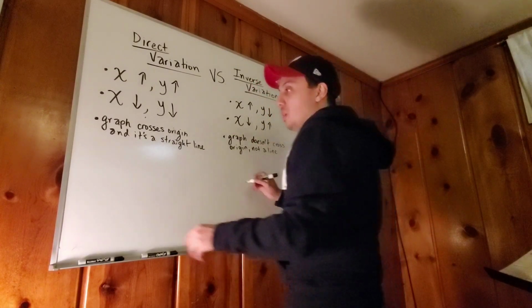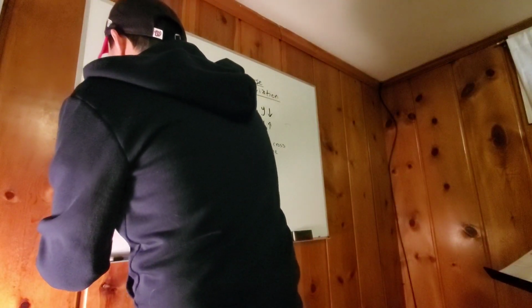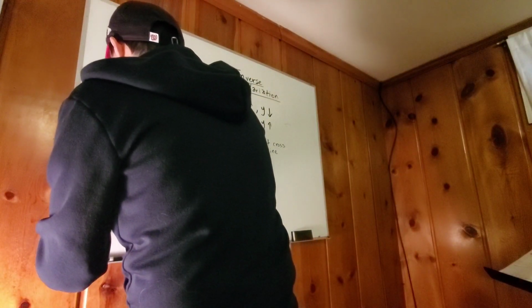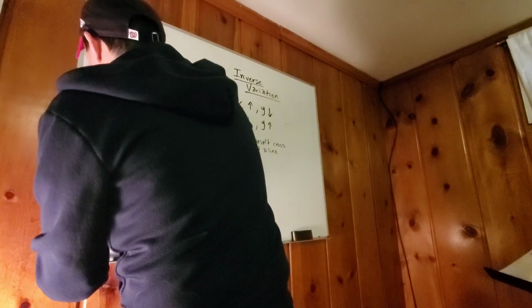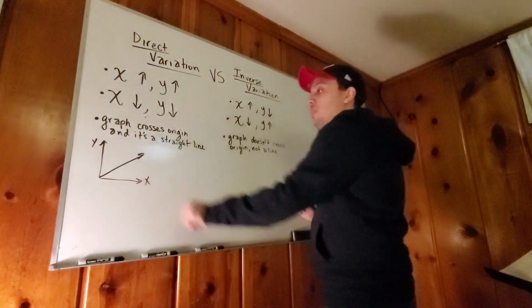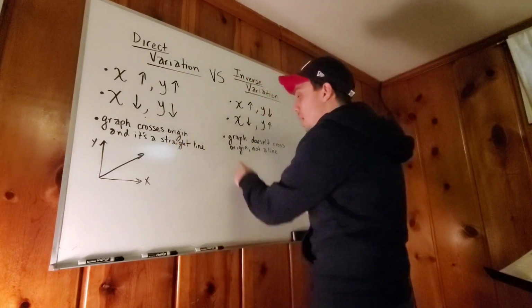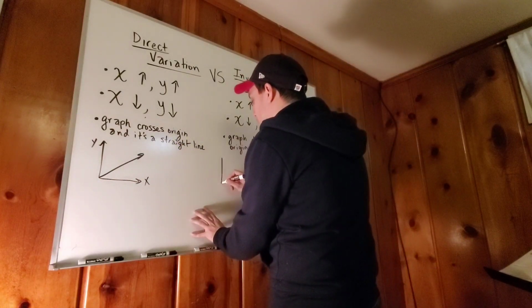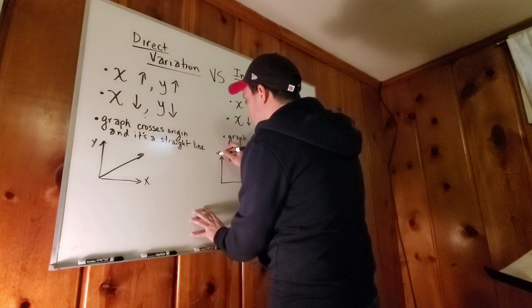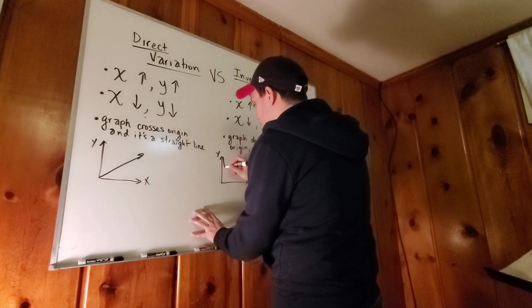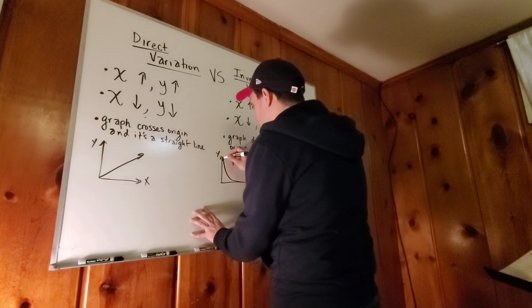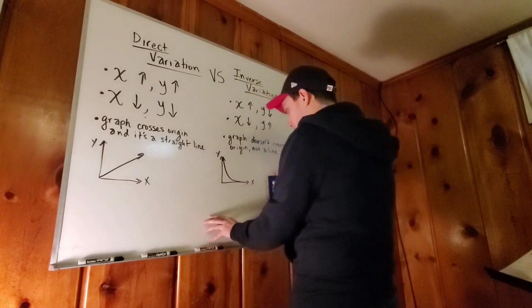So what do I mean by this? If we have a small graph, this is going to be the graph for direct variation. This little thing, y, x, and then the little line. And in here, it's going to look something different. We're going to have the y, the x, and it's going to go like this. It's never going to touch x.